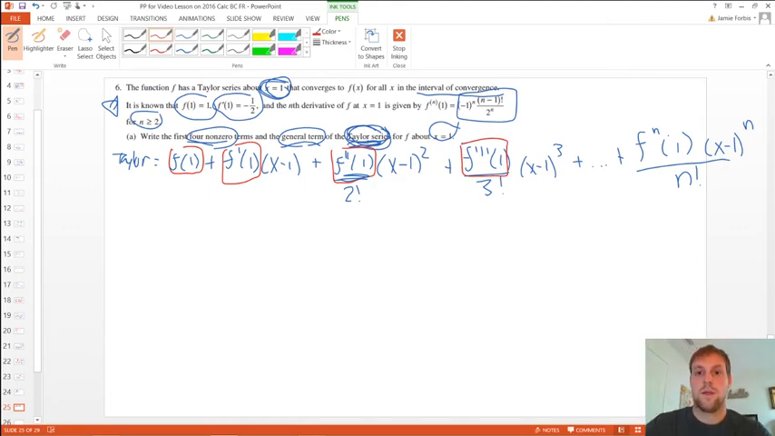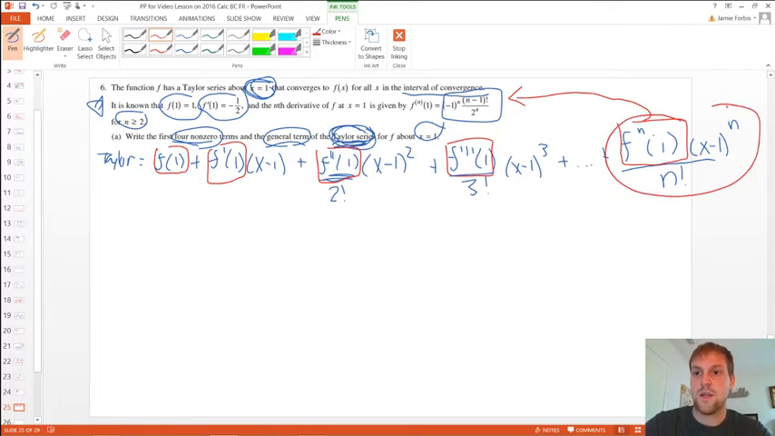Okay? But thankfully, they give us a formula for this, all that stuff in red. The formula for this is given by that. So pretty much I already know what the general term is going to be. The general term is this, but instead of f^(n)(1), we don't have a function to take the derivative of, we have a formula for the derivative. Okay? So let's figure out all these boxed red values here.